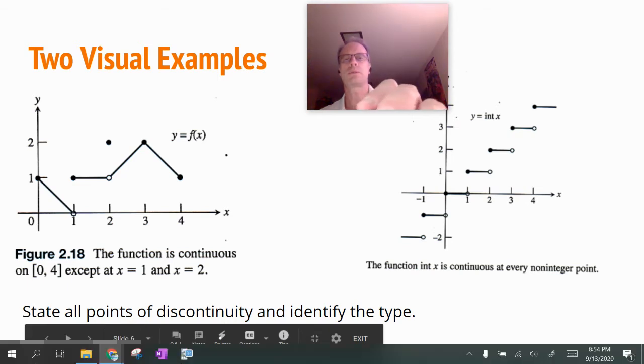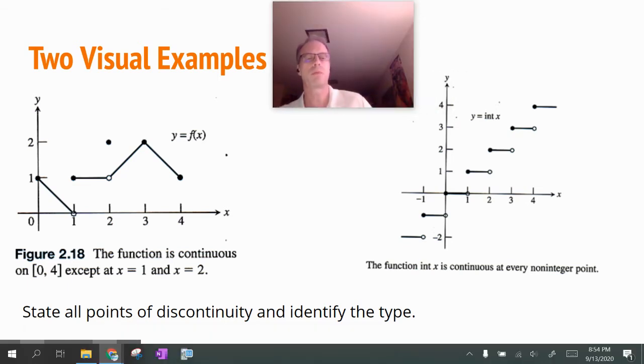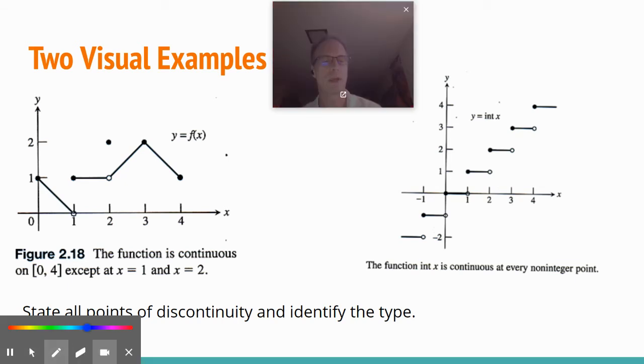So let's see what we've got here. I got two more examples I'd like you to look at. Okay, and we're going to come up with where I have discontinuities, and I want you to identify what types of discontinuities there are. Okay, pausing, letting you think, and reflecting, and let's see what we can do here.